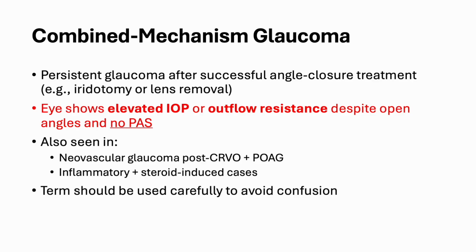Combined mechanism glaucoma refers to cases where glaucoma persists despite prior angle closure treatment, such as laser iridotomy or lens extraction. These patients continue to show elevated IOP or resistance to outflow even though the angles appear open and no peripheral anterior synechiae are present. It's also seen in complex cases, such as neovascular glaucoma post-CRVO with underlying POAG, or cases combining inflammatory and steroid-induced mechanisms. Use of the term should be careful and precise to avoid confusion.